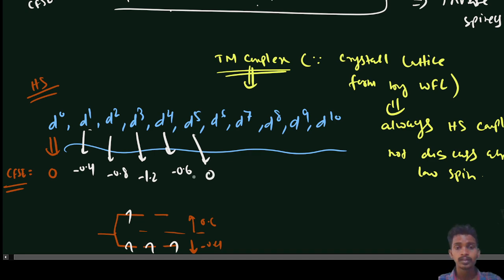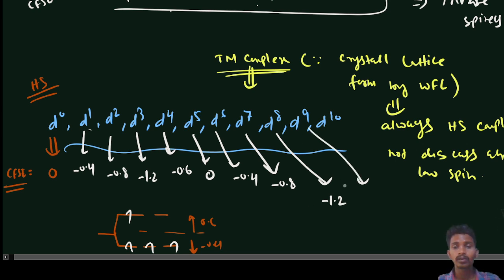So this is going to be minus 0.6, and this electron configuration is going to be 0. Then another electron comes, so this is again minus 0.4, then 2 will be added, so again minus 0.8, then minus 1.2, and then the electron configuration is again going to be minus 0.6, and then again 0. So these are the CFSE values possible for the possible electronic configurations of transition metal complexes.